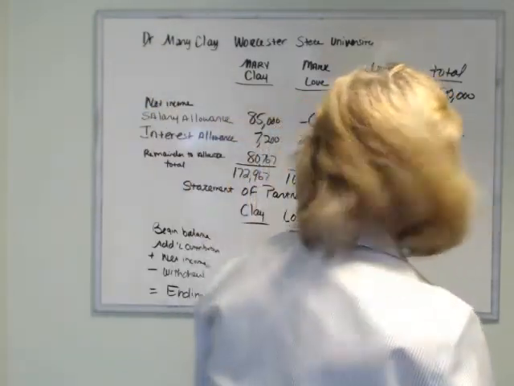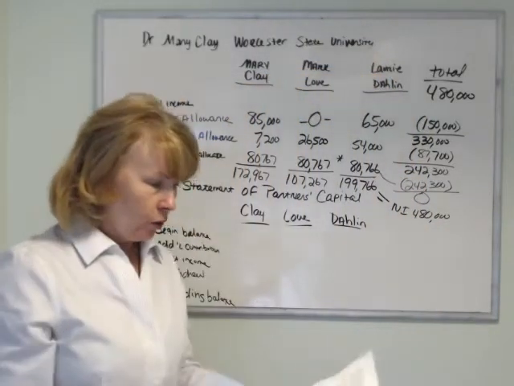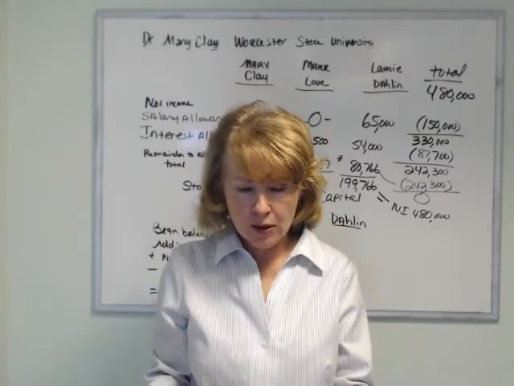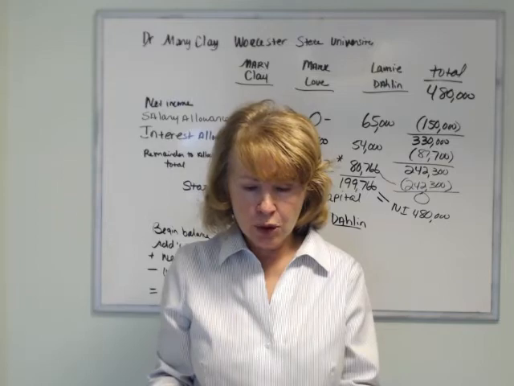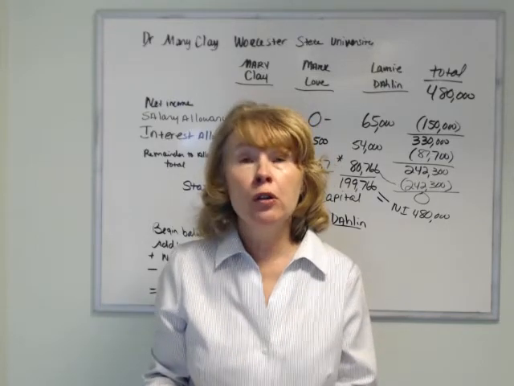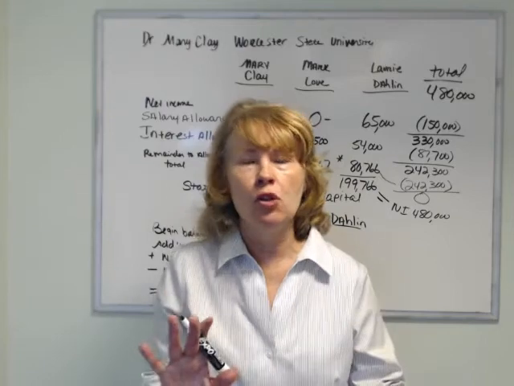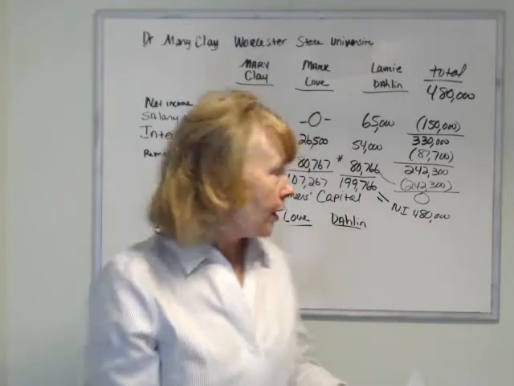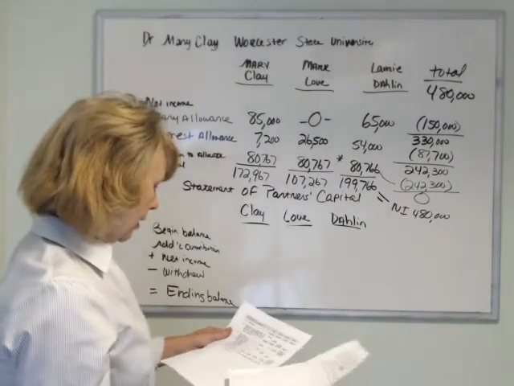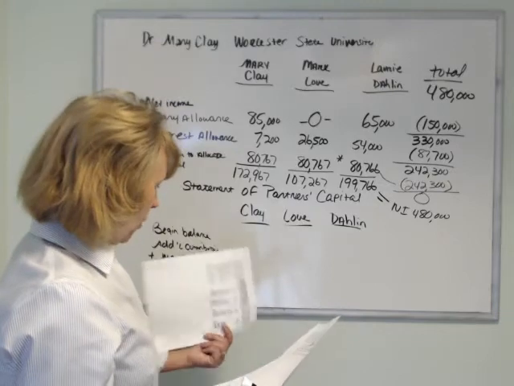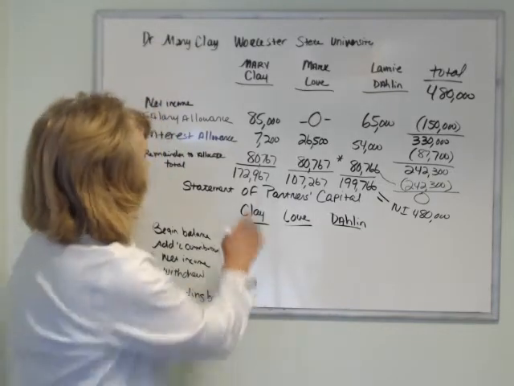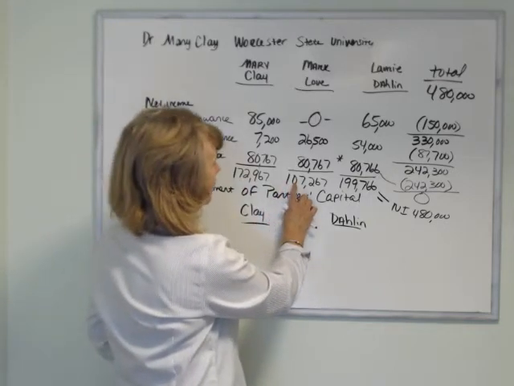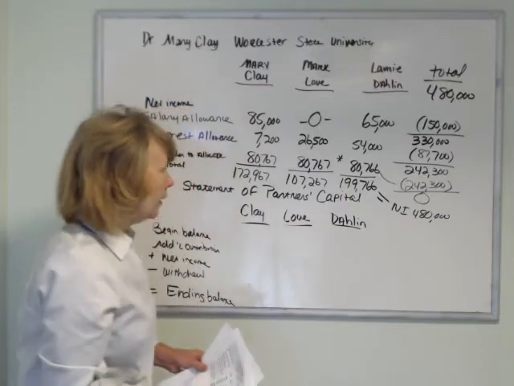Okay? All right, so now the next thing we're going to do is number 2. Here's what it says. Prepare a statement of partners' equity showing the allocation of income to the partners, assuming they agree to use Plan C only. So we're only doing this for Plan C, not for the other plans. All right, so I look at Plan C. Clay's getting 172,967, Love's getting 107,267, Delene's getting 199,766.